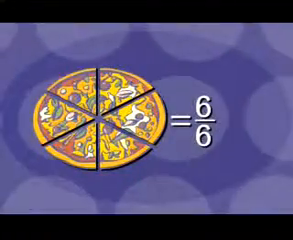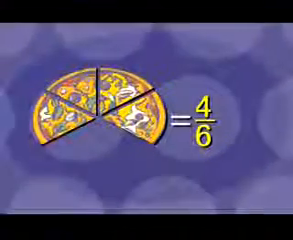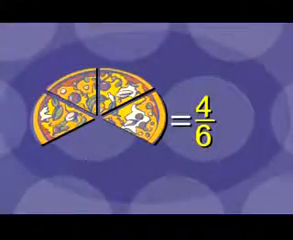New pizza, veggie. Cut this pizza into 6 even slices and now you have 6/6. Take away 2 slices and you have 4 of 6 remaining.